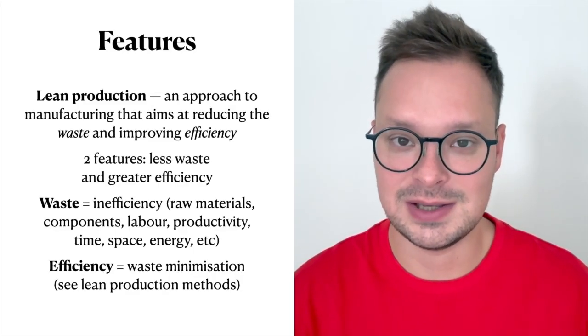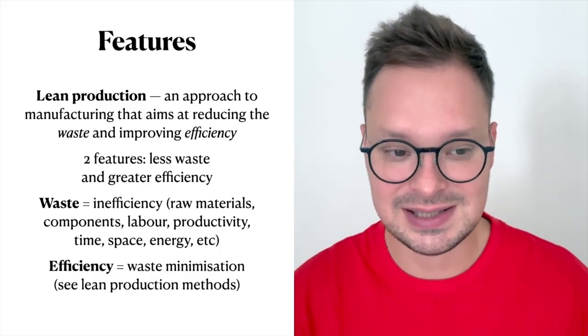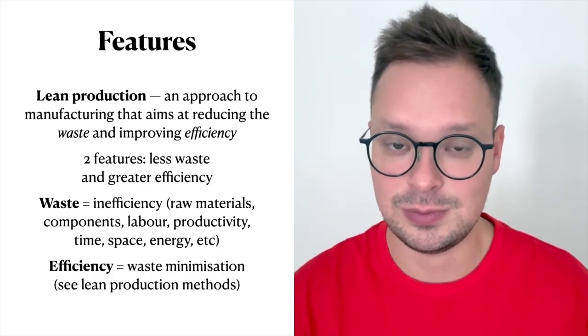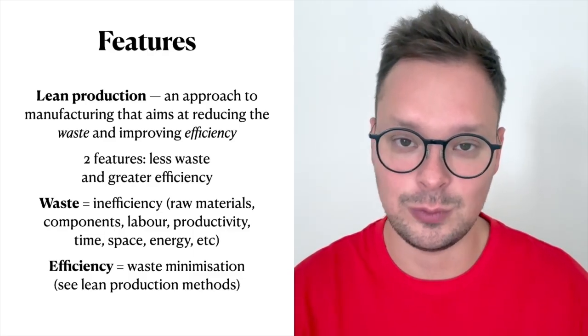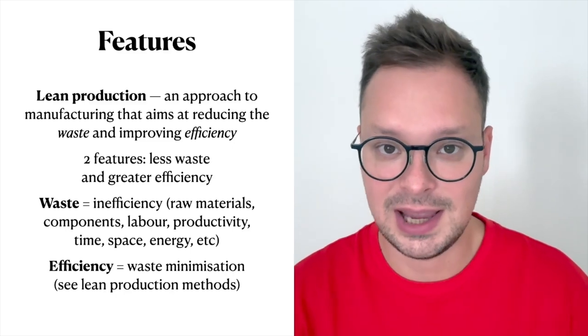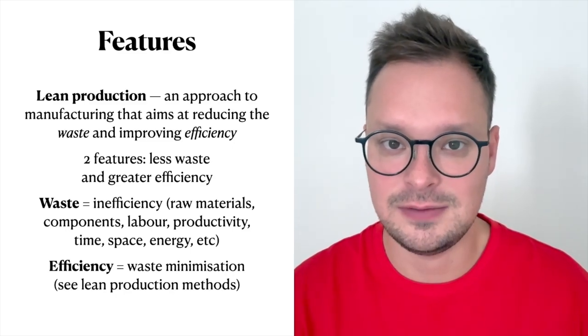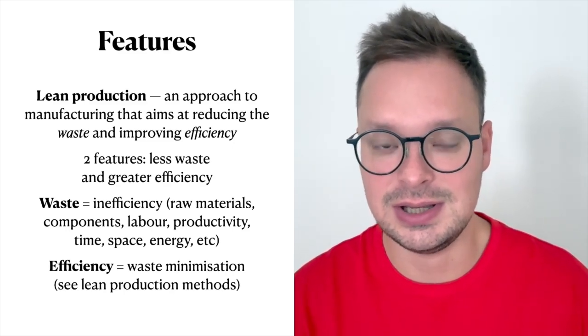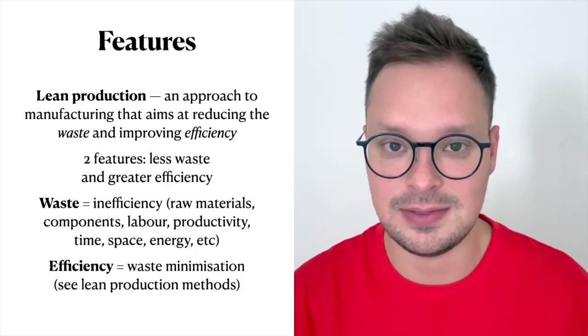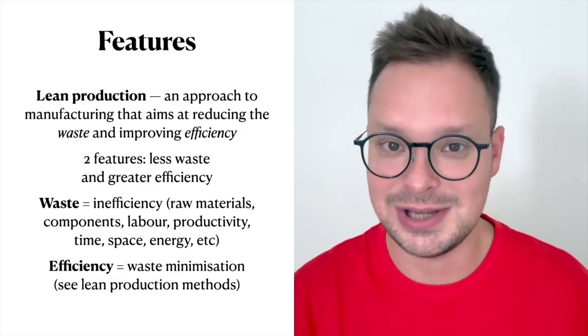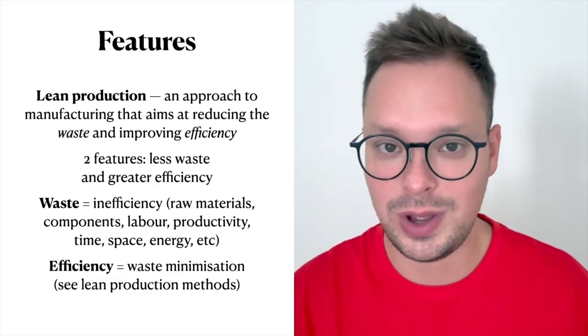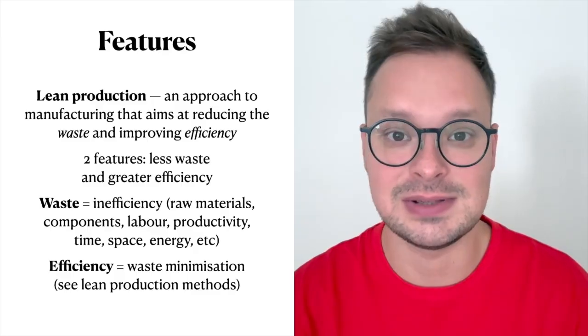So in order to make this production lean, maybe the distance between working stations has to be minimized so that workers do not spend 20 minutes walking from one station to the other. So once again, waste is any kind of inefficiency, and lean production is the one that aims at minimizing that waste. Now, what is efficiency? Efficiency is waste minimization, when there is no waste, when the use of all the resources is maximized.